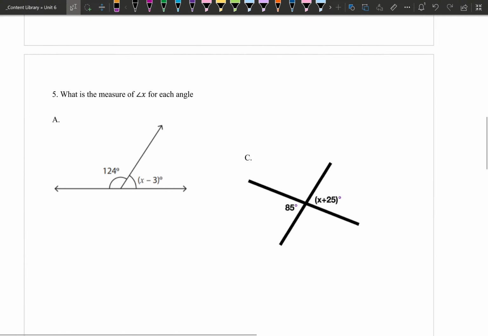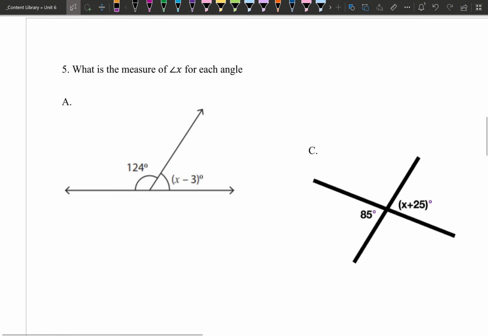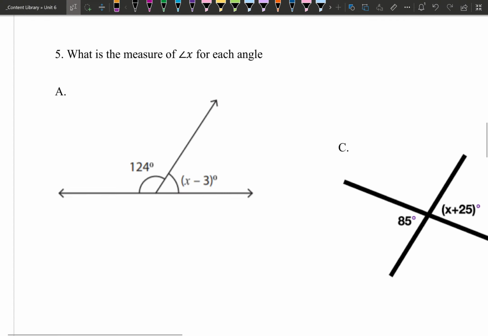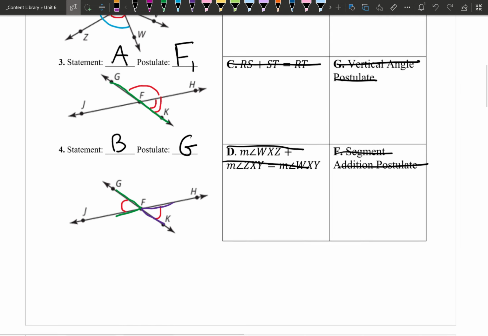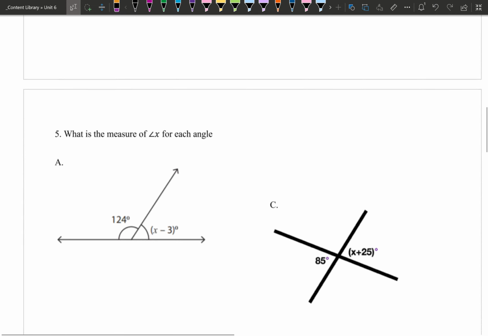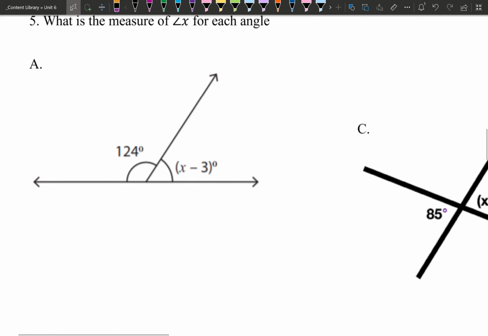Onwards we go. In number 5, let's find the measure of x for each angle. Oops, I zoomed in too much. Sometimes the tablet doesn't like when I do that. I'll be gentle. Alright, in number 5, it looks like I have 2 angles that form a straight line. That means this is a linear pair. Linear pairs form 180 degrees.